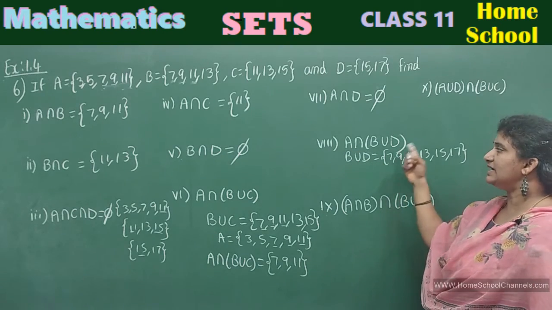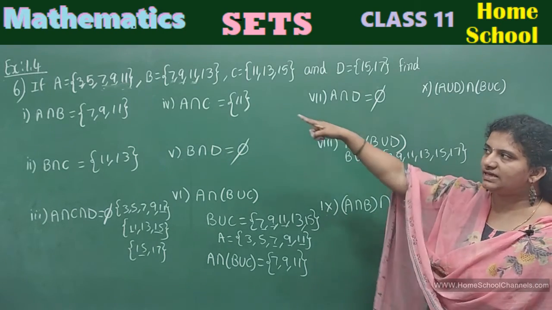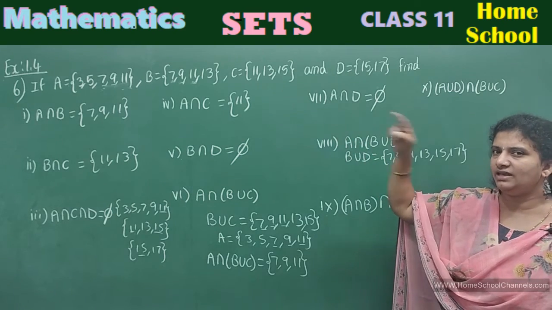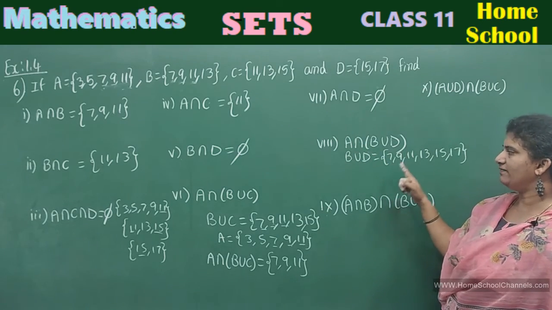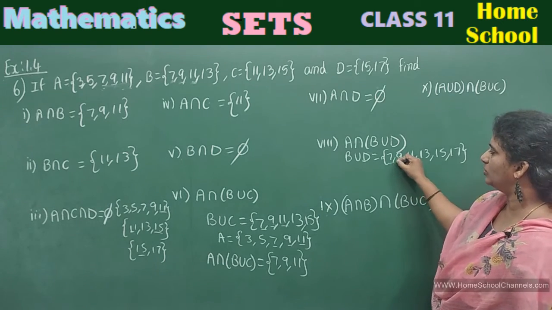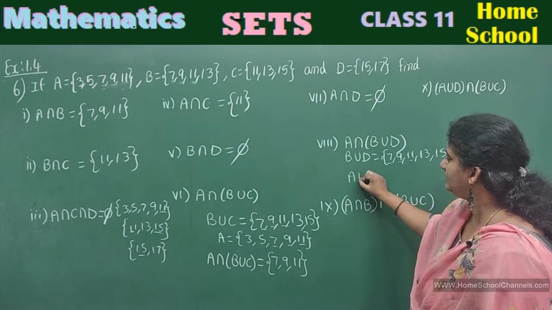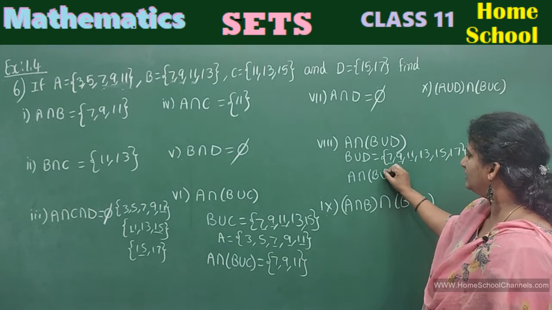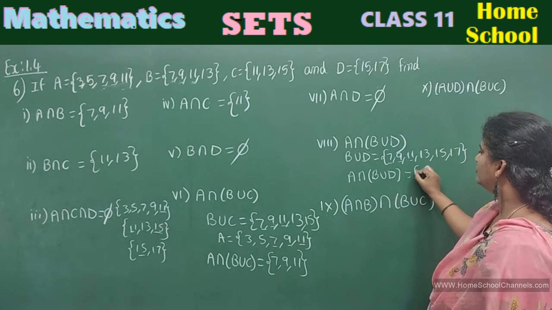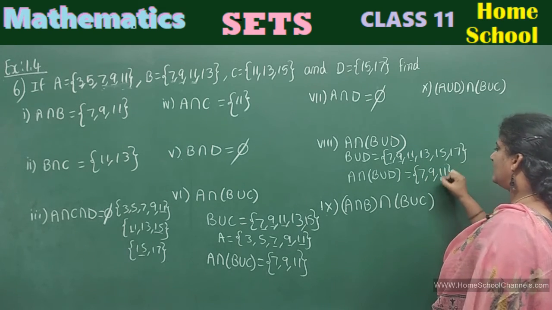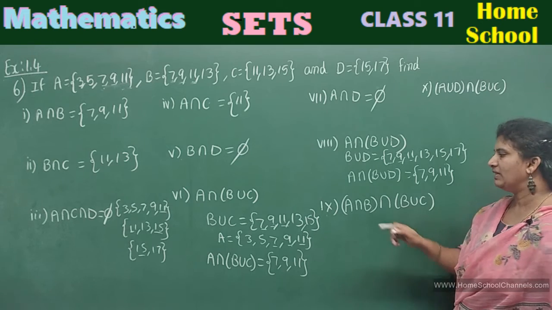Now A intersection B union D. See there, A, what do you have? 3, 5, 7, 9, 11. See, these 3 are common. So when I say A intersection B union D, there are 3 elements which are common in both the sets. They are 7, 9, 11.